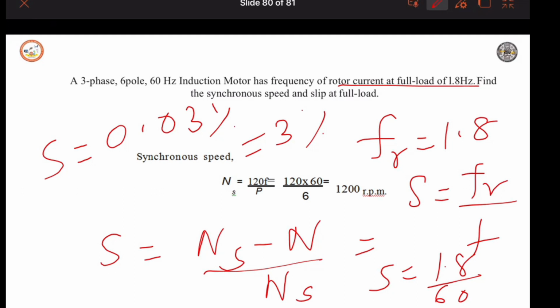So that is all the concepts of problems with the applications and limitations of induction motor.